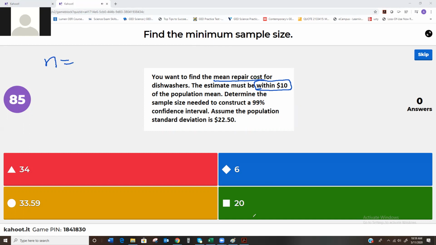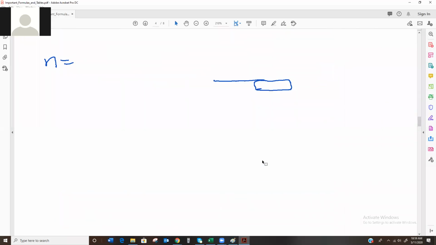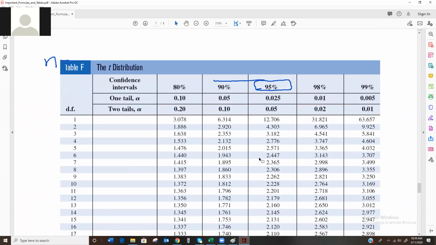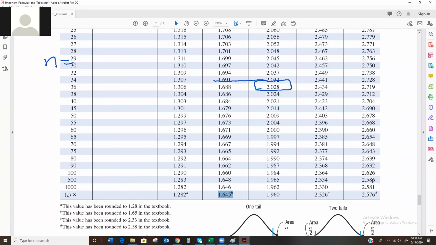So let me pull up the chart. If you do not have the chart, you are lost right now because you can't look it up. So 99% confidence interval, and it's always a Z when you're trying to find the N because you don't have the sample size. So 99%, and we're going all the way to the bottom here. This is your Z, 2.576.